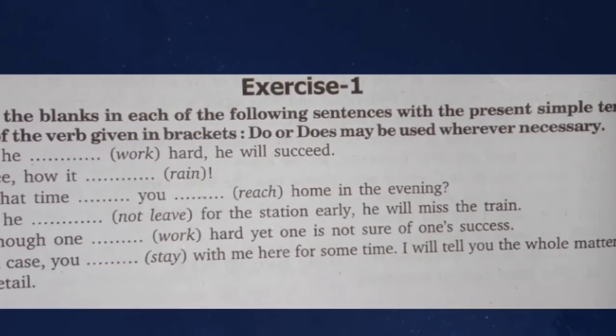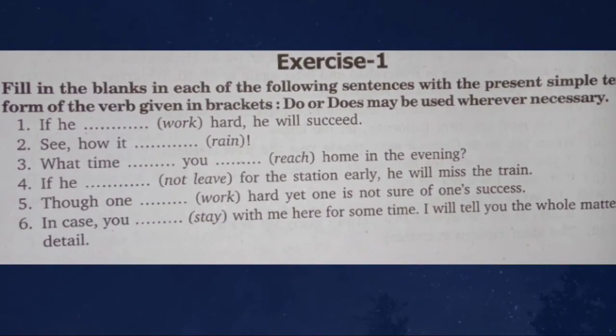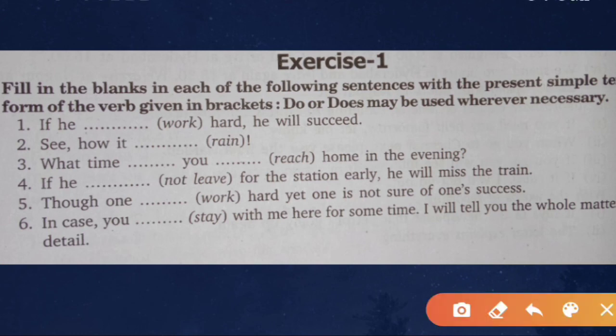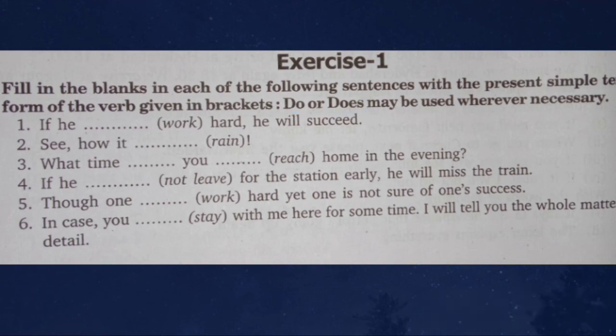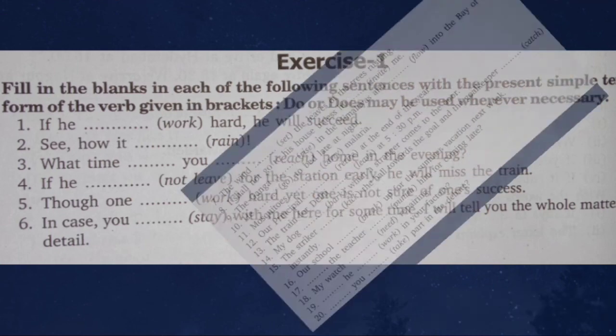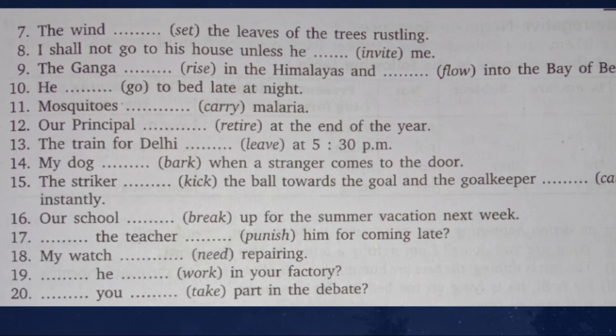So now here is some exercise work which you have to do. Fill in the blanks in each of the following sentences with the present simple tense form of the verb given in brackets. Do or does may be used wherever necessary. Actually, do and does are helping verbs. When the sentence is negative or interrogative, we use them. So you have to use the correct form of the verb and fill in the blanks in these sentences. Thank you.